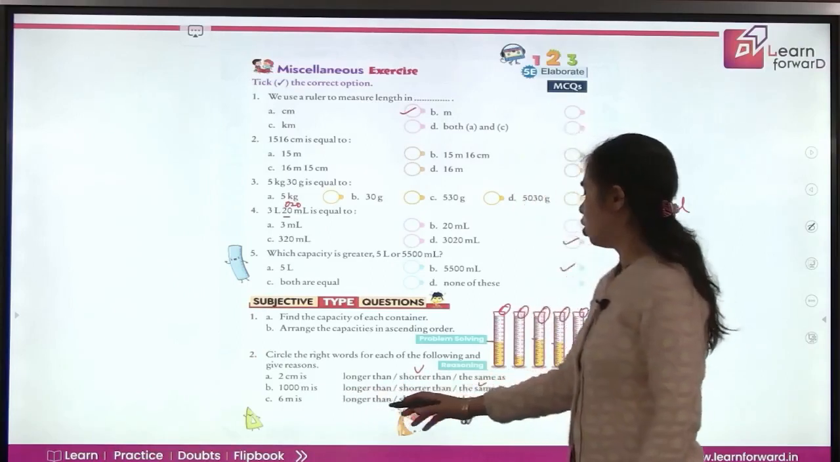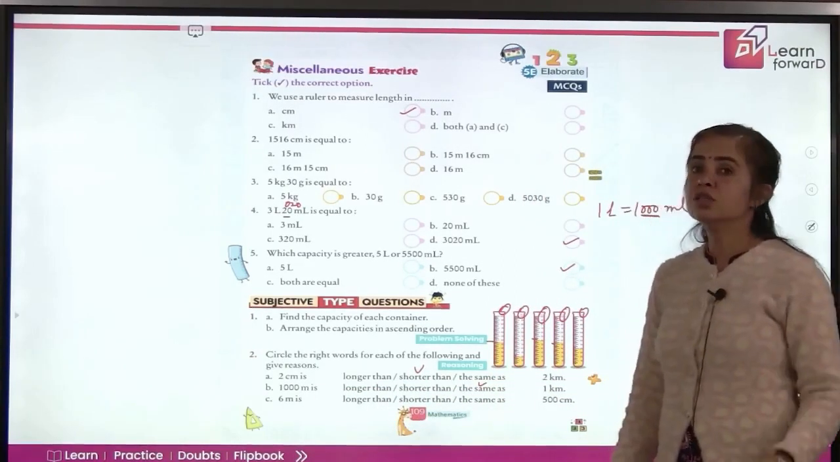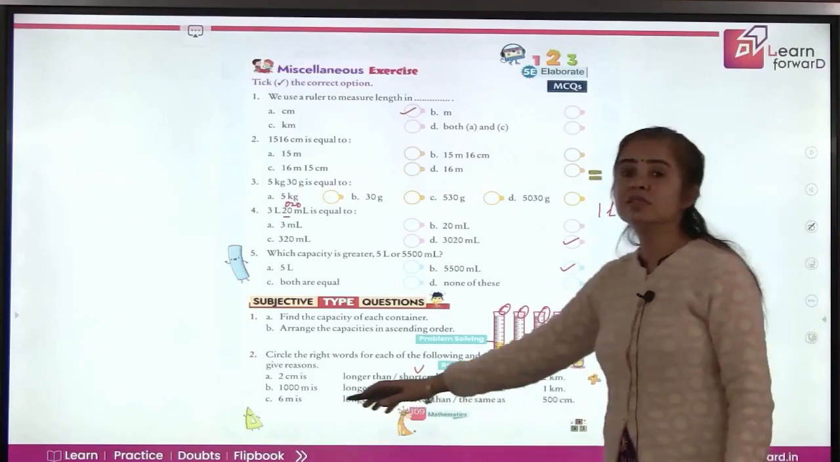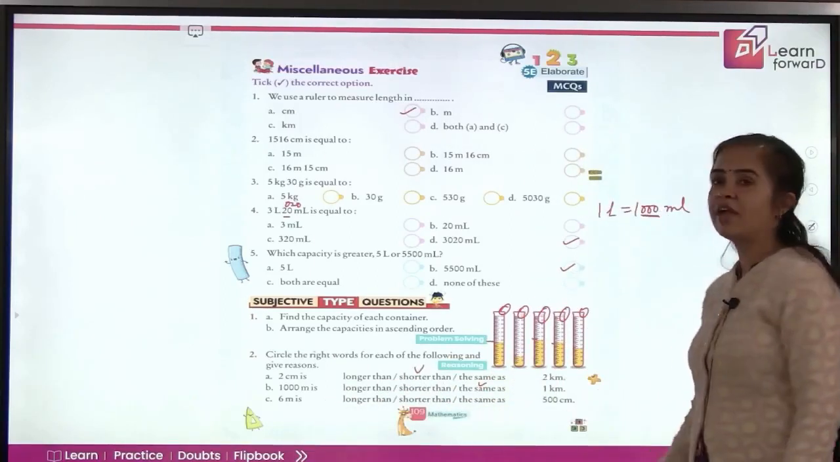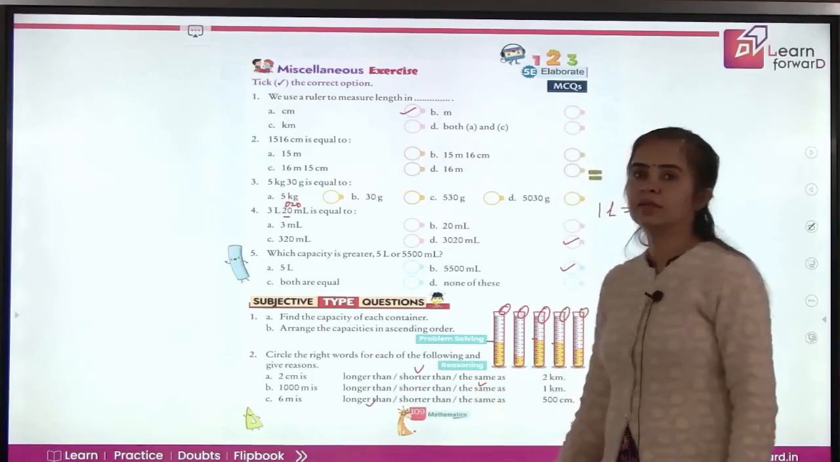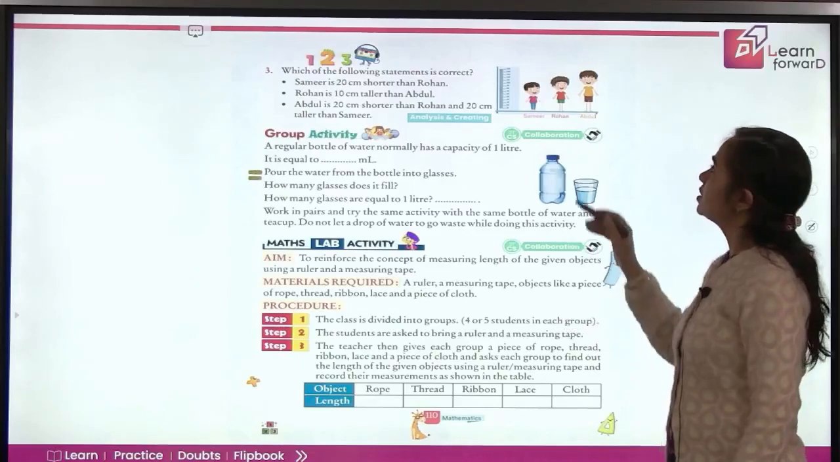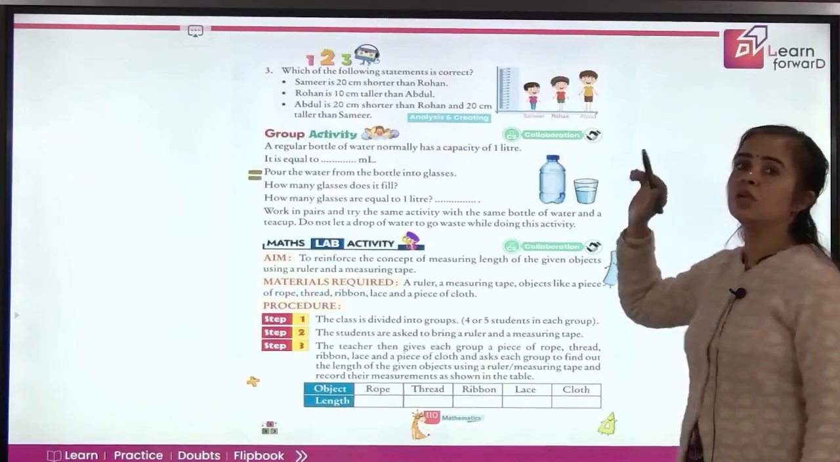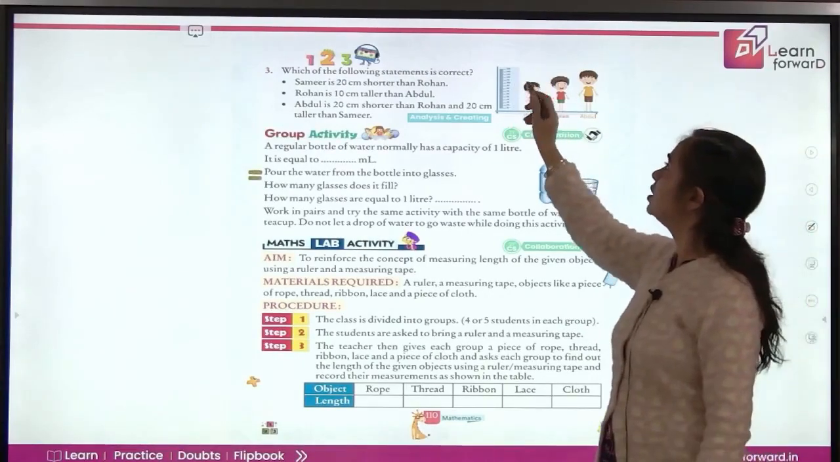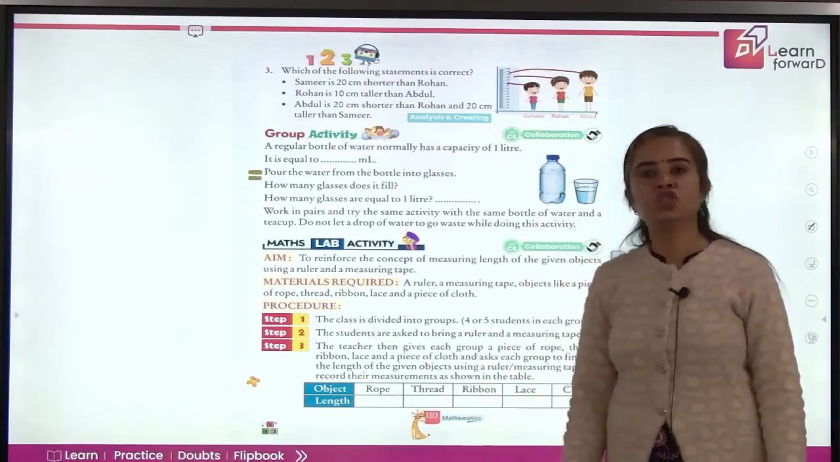6 meter is longer than, shorter than, or the same as 500 centimeters. So make the units the same. This is 600 centimeters. This is 500. Of course, 600 centimeters is longer than, right? Which of the following statements is correct? So you have 3 boys standing here. You have to first read out what is their height and then make the comparisons and check them out.